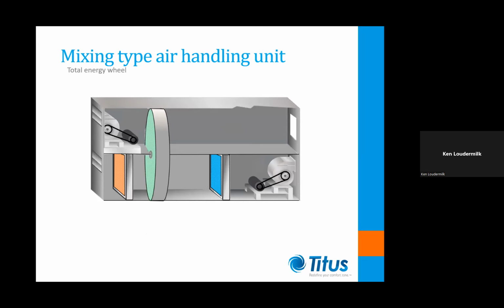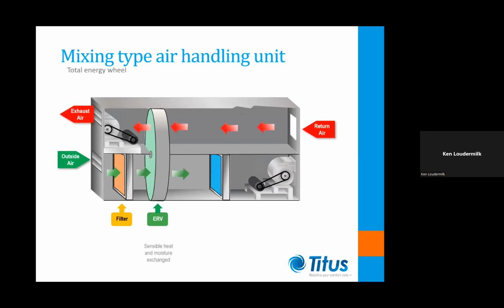Now let's take a look at the psychrometric processes that occur in a conventional mixing type air handling unit, supplying an all-air VAV system. A predetermined amount of outdoor air is drawn into the unit, filtered, and then passed through an energy recovery device such as a rotary heat wheel. Meanwhile, an equal amount of air returned from the space passes through the opposite side of the wheel. Let's look closer at what happens within the energy wheel.